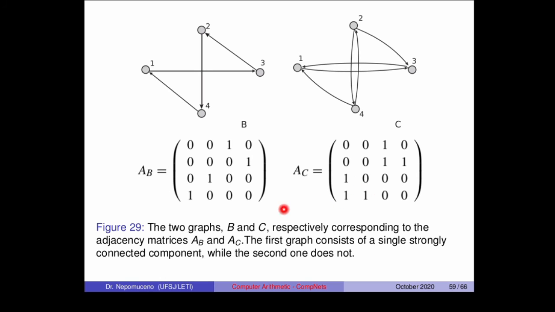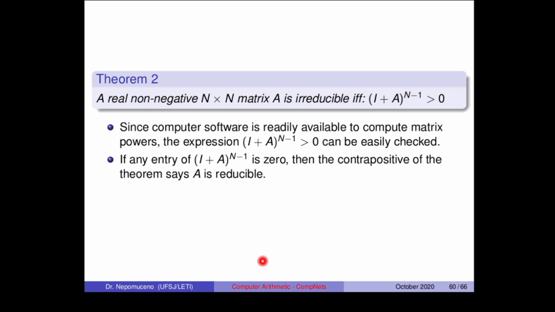These two graphs here, AB and AC, respectively correspond to adjacency matrices AB and AC. The first graph consists of a single strongly connected component, while the second one does not. Now let's see this theorem.